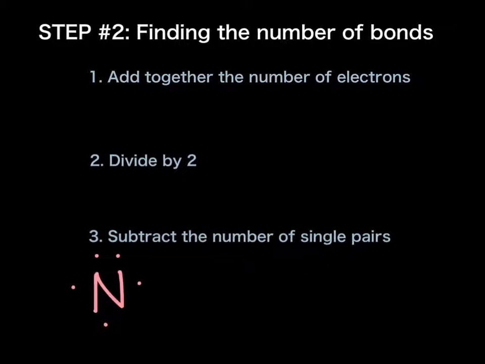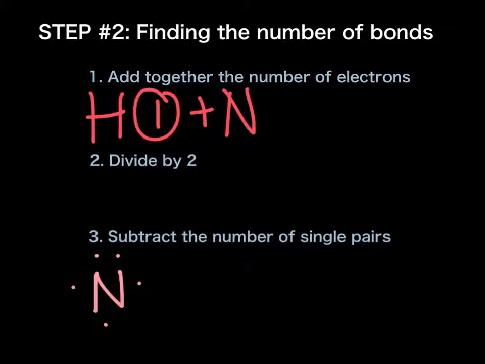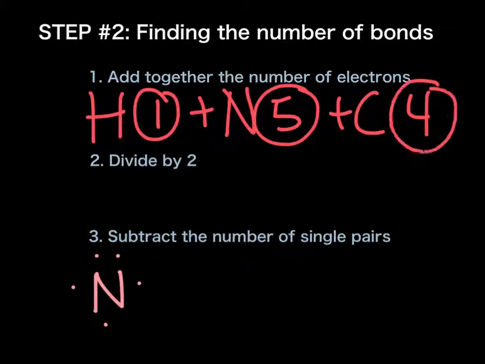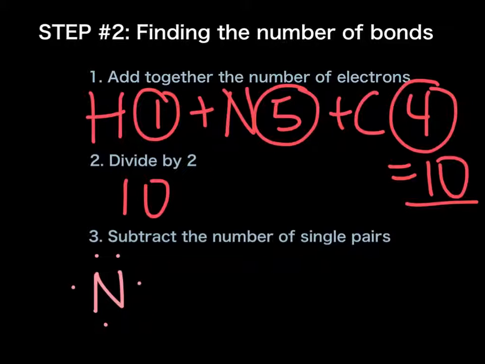Step 2 is finding the number of bonds. The first part of this is adding together the number of electrons. For hydrogen, we have 1. For nitrogen, we have 5. And for carbon, we have 4, making 10. The next step is dividing by 2. And of course, 10 divided by 2 equals 5.